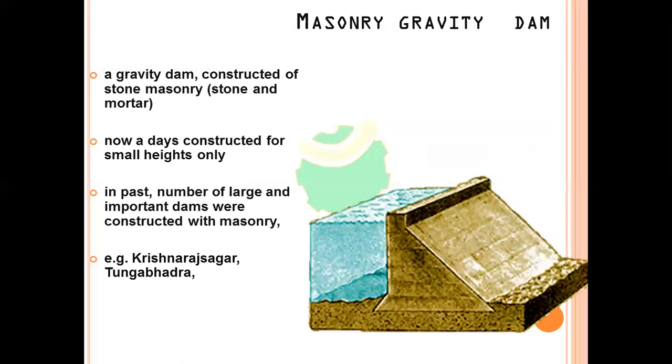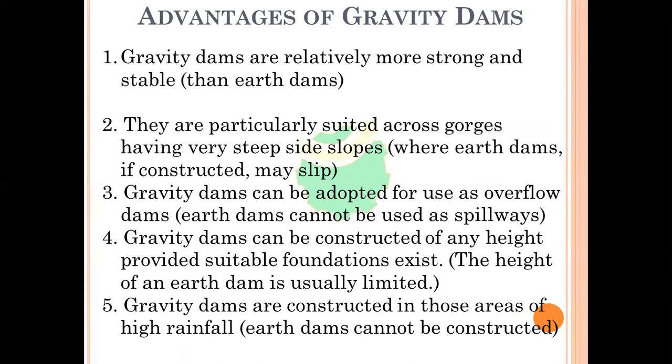A masonry gravity dam is constructed of stone masonry. That means stone and mortar will be used. Nowadays it is constructed for small heights only. In the past, a number of large and important dams were constructed with masonry. Examples: Krishnarajasagar, Tungabhadra dams.